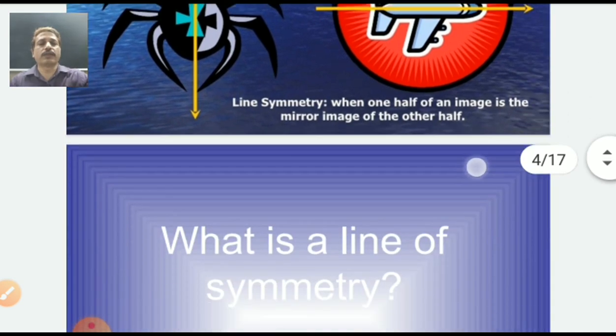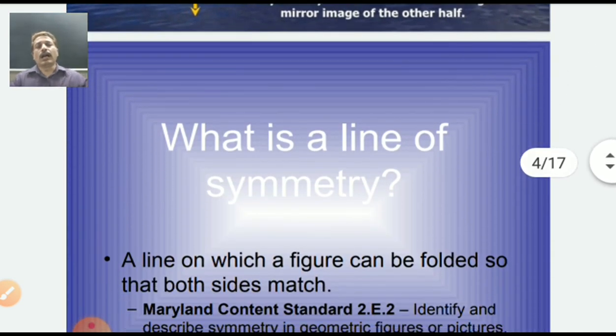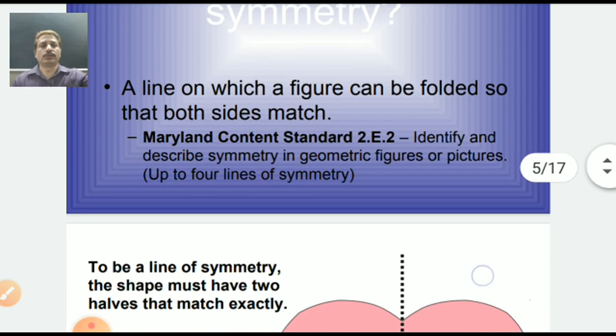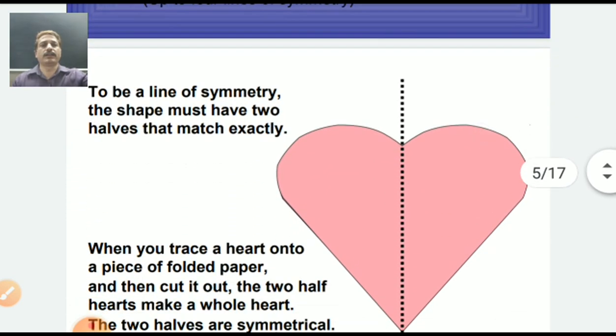Now look at the next one. What is a line of symmetry? A line on which a figure can be folded so that both sides match exactly. So, identify and describe symmetry in geometric figures or pictures. See, you can find here, to have a line of symmetry, the shape must have 2 halves that match exactly.